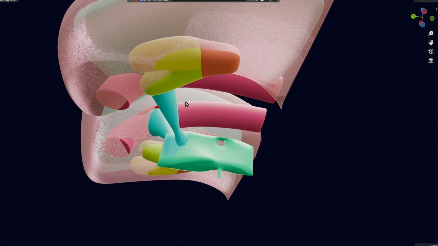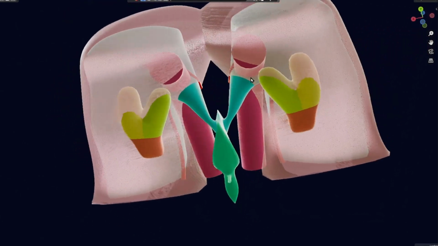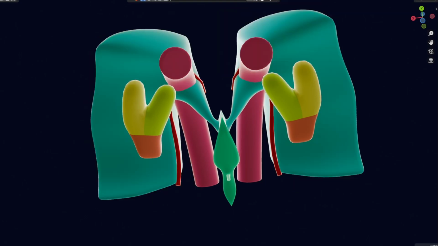So enough of this yapping. Now let's get back to the lecture. What I will do is that we will discuss the development of these structures one by one. So now I will hide the primordium of the cerebral cortex, right?